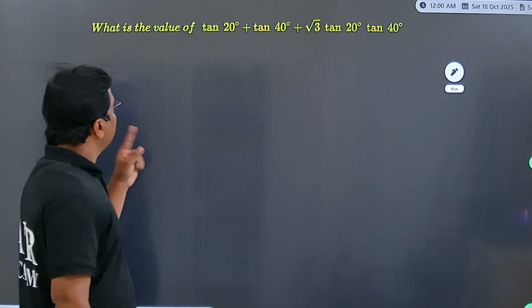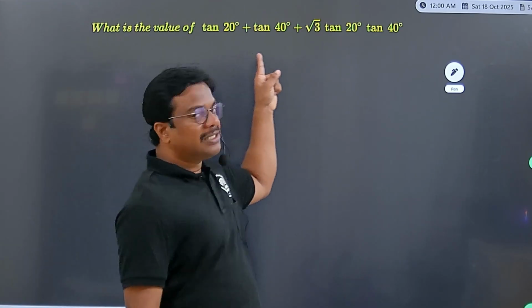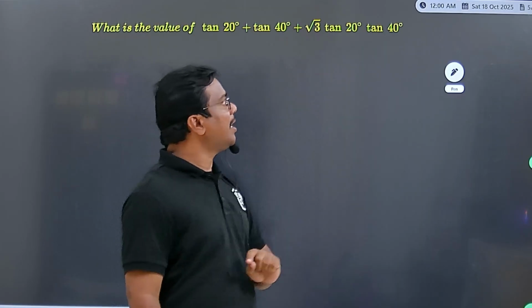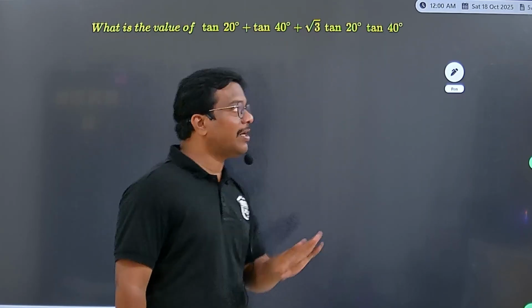Next question, what is the value of tan 20 degrees plus tan 40 degrees plus root 3 into tan 20 degrees into tan 40 degrees?